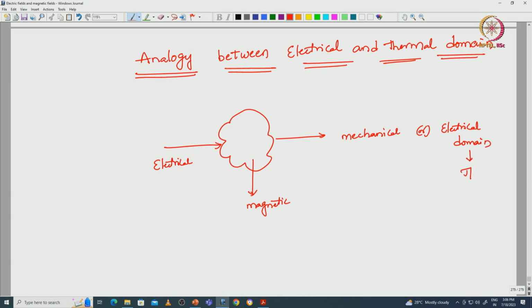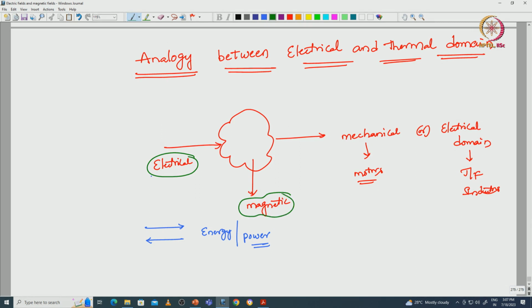Electrical domain means with respect to the transformers and inductors, etc. Mechanical domain means for motors. Across these three domains, the energy or power is flowing in both directions from one domain to other domain, and we have discussed the power invariance across the different domains like electrical to magnetic domains. We have discussed in the initial lectures of this course, and in this lecture we will see the electrical and thermal.